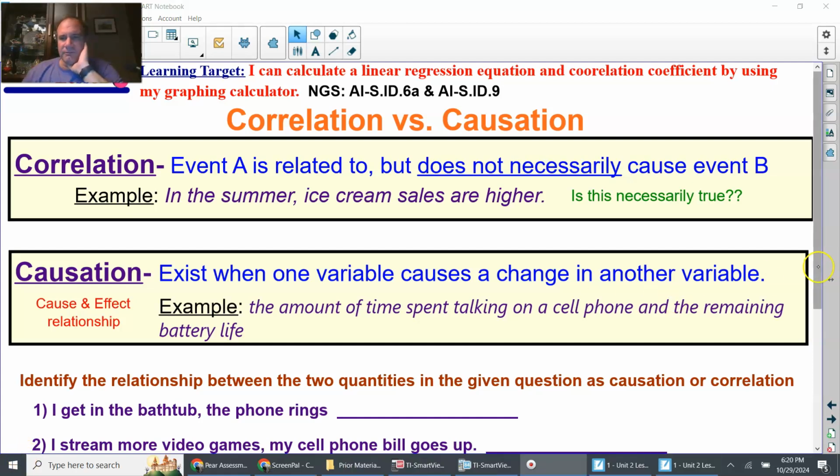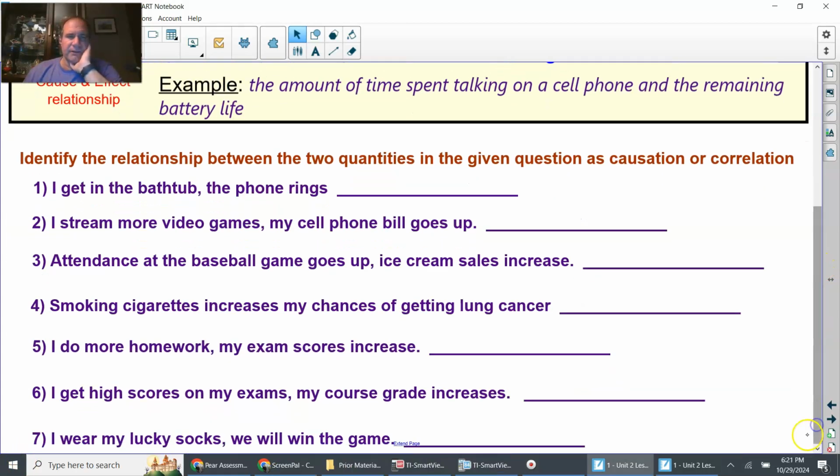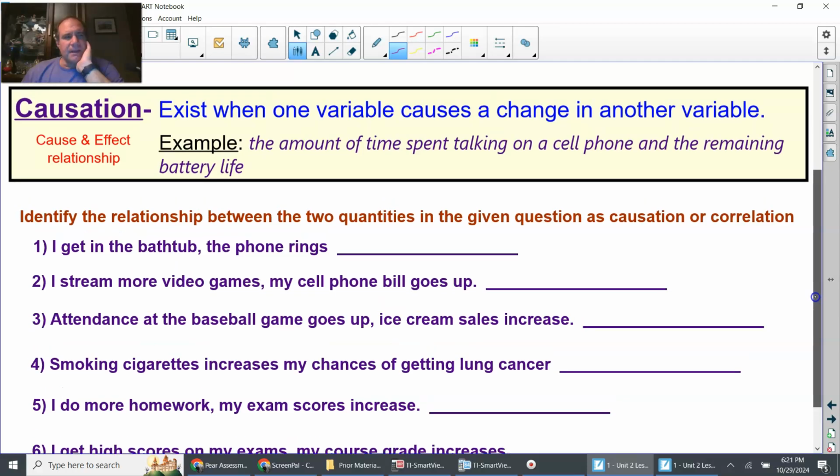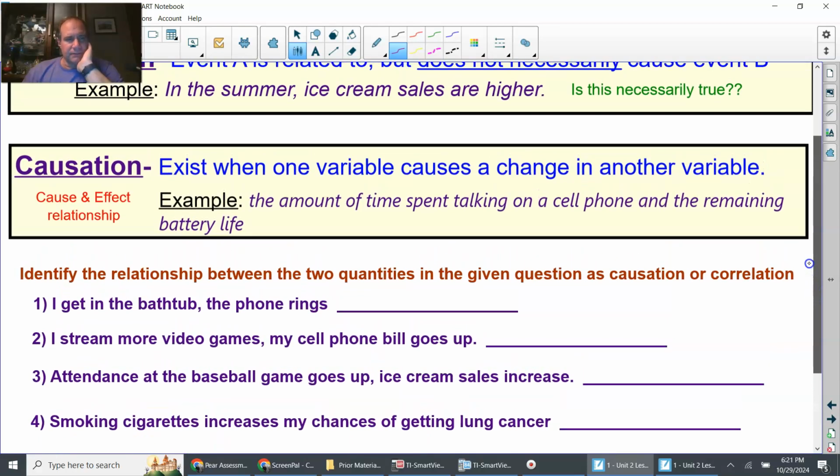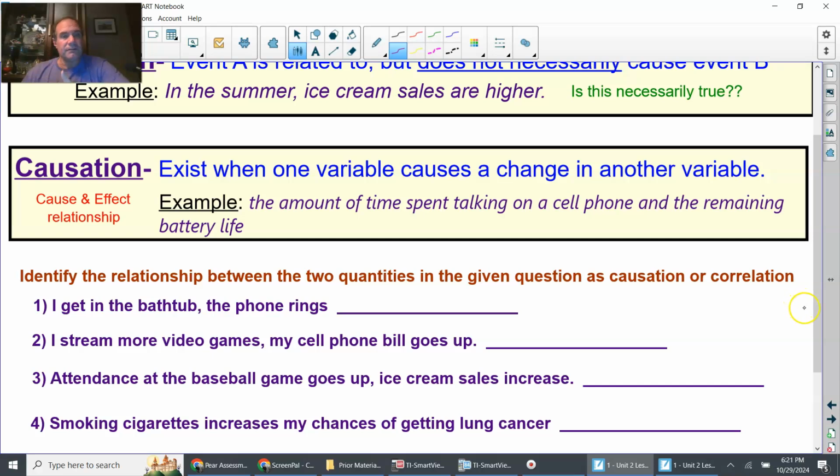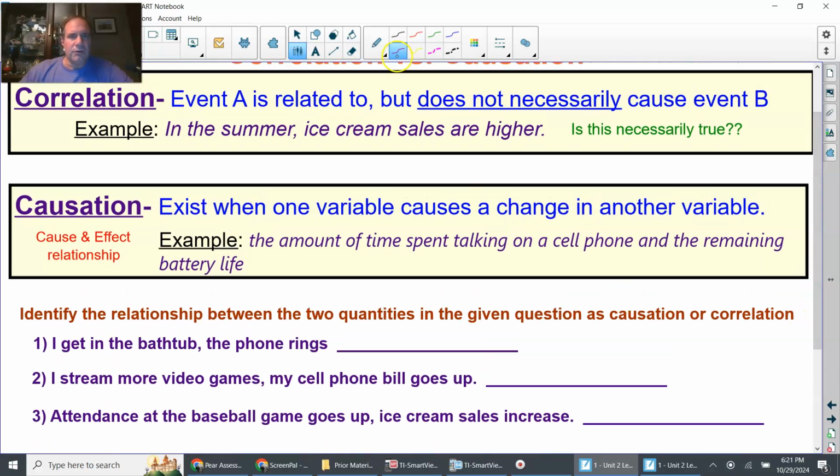So let's quickly go down the line here and identify the relationship between the two quantities. I get in the bathtub and the phone rings. Get in the bathtub, the phone rings. Is that a correlation or causation? Does getting in the bathtub directly affect the phone ringing? No, this is a correlation. If I stream more video games, my cell phone bill goes up. That is a causation. It definitely happens. One causes the other to happen.